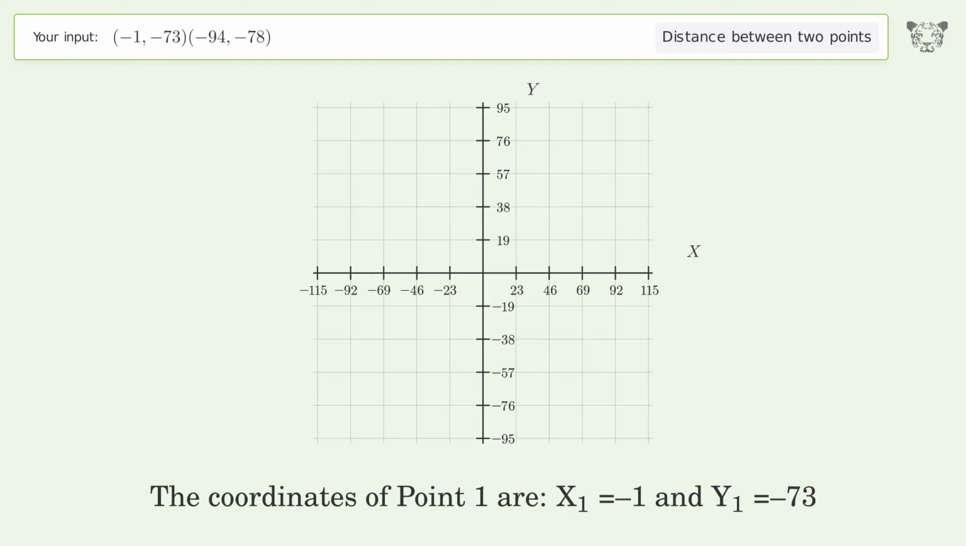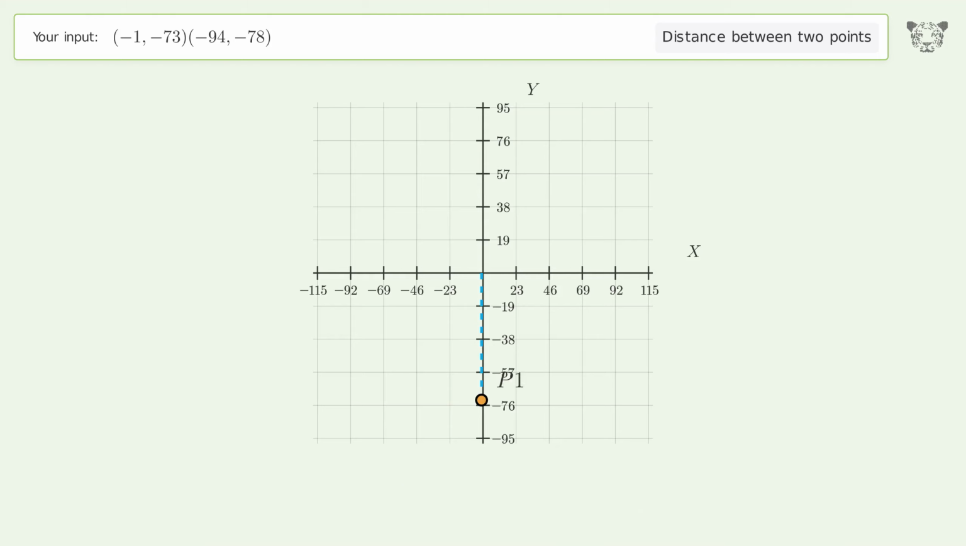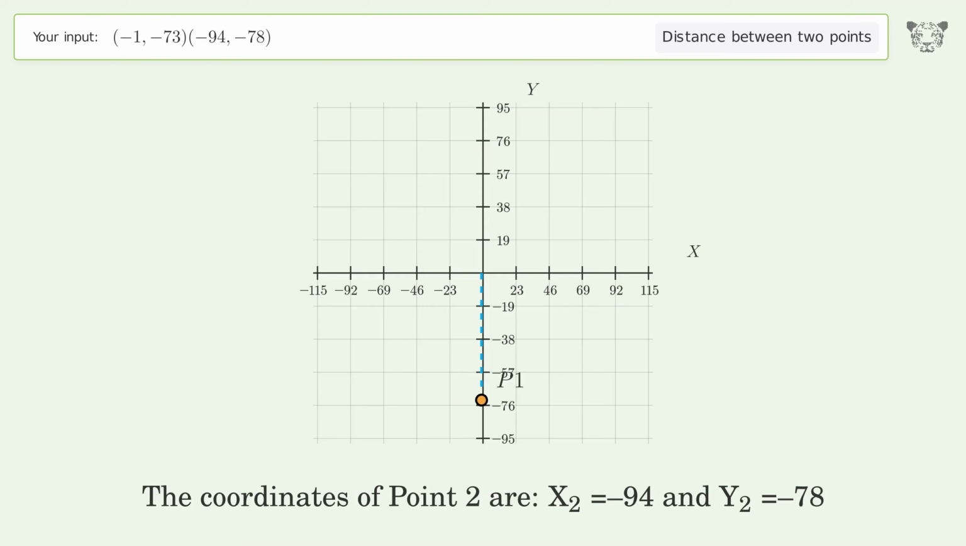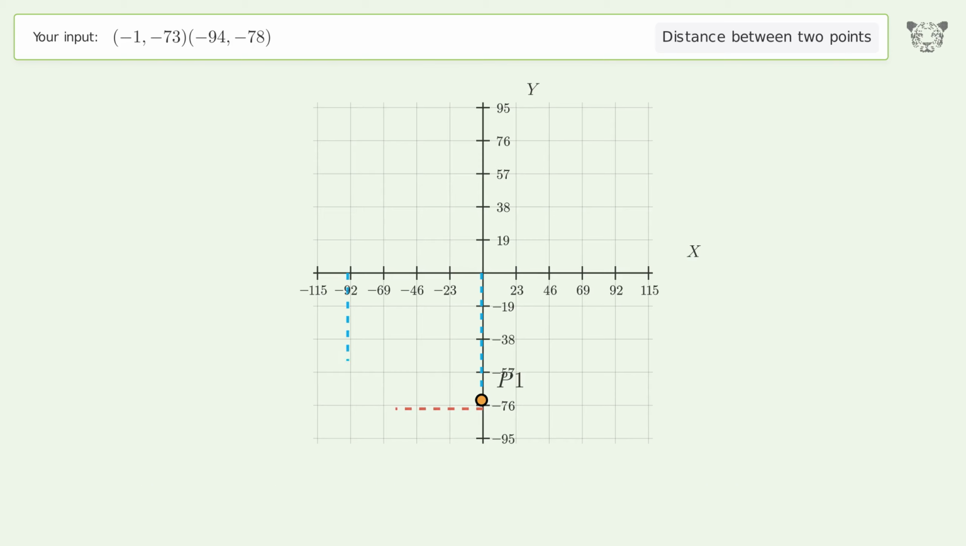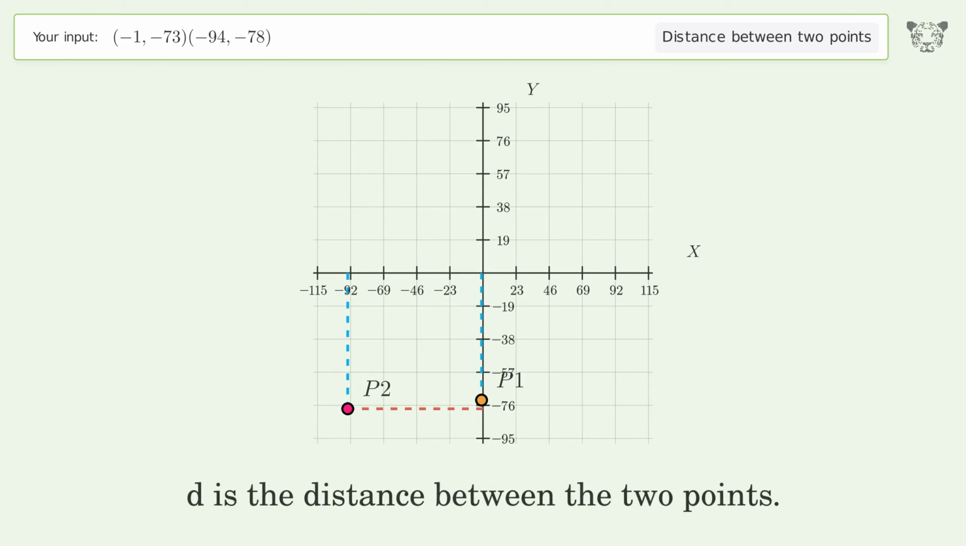The coordinates of point 1 are x1 equals -1 and y1 equals -73. The coordinates of point 2 are x2 equals -94 and y2 equals -78. D is the distance between the 2 points.